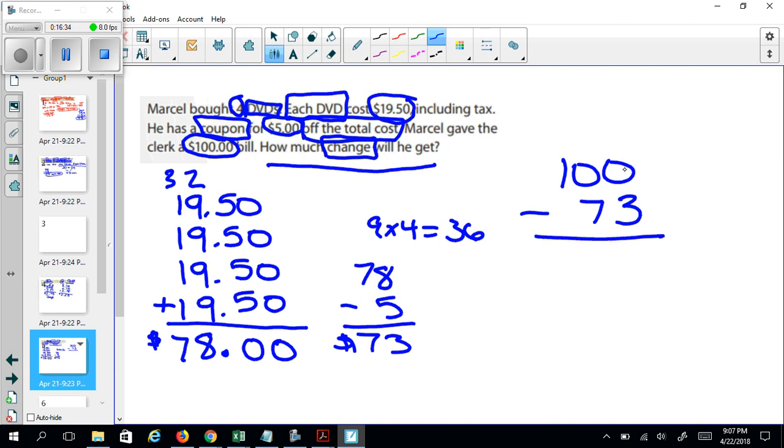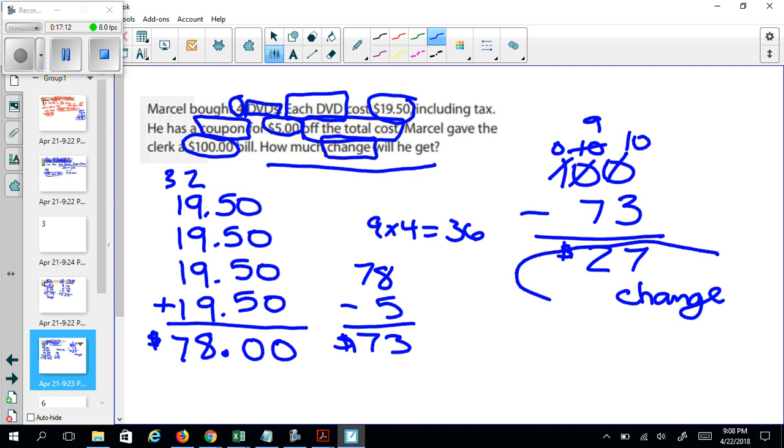0 minus 3, can't do it. So I'm going to borrow from the tens, but I can't because there's a 0 here too. So I need to come and borrow from the hundreds. So you have no more hundreds. We're going to break it up into tens. So to have $100, I need 10 tens. But I have the problem of I can't do 0 minus 3, so I have to borrow from here again. So I'm going to take one of the tens and leave 9 here, and I'm going to give 10 ones. Okay, so 10 minus 3, I can now do, that's 7. 9 minus 7 I can do, which is 2. So this is how much change he should get back, $27 in change.